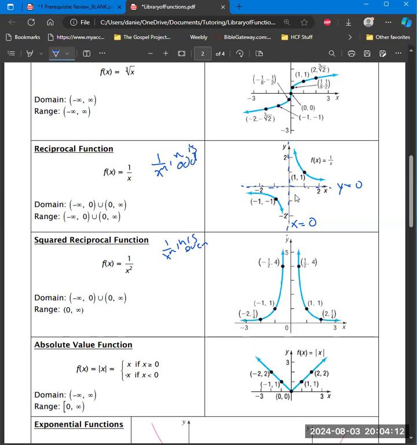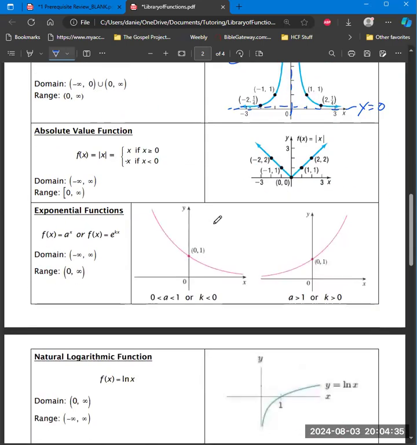And it's going to go from negative infinity to 0, and then from 0 to infinity. And it has a range of 0 to infinity. Still has the same vertical and horizontal asymptotes. This is just going to be in quadrants 1 and 2 instead of quadrants 1 and 3.